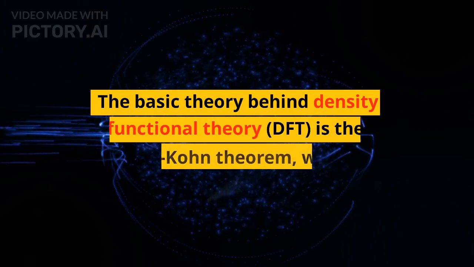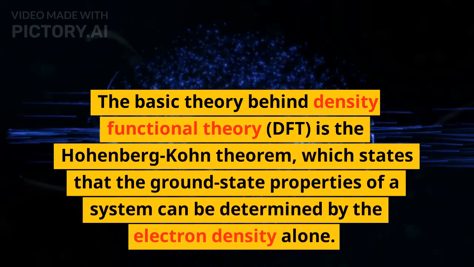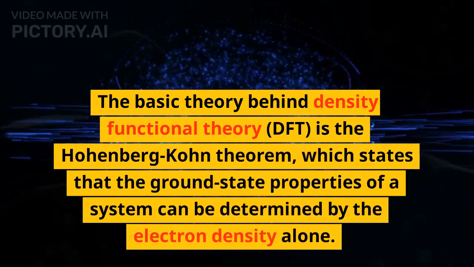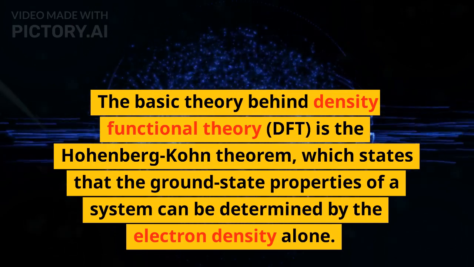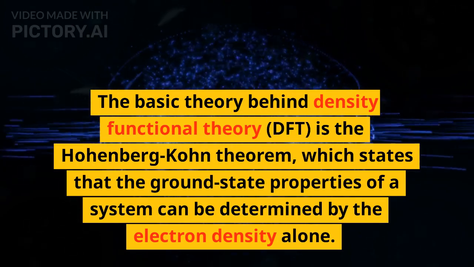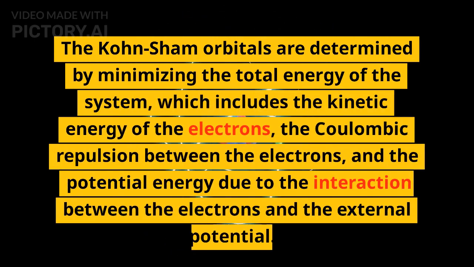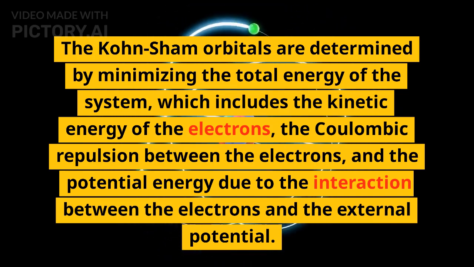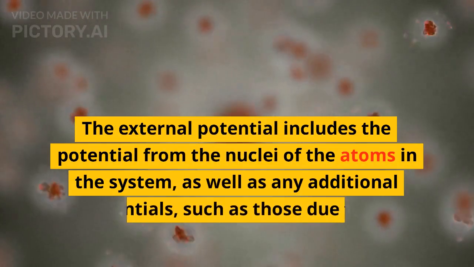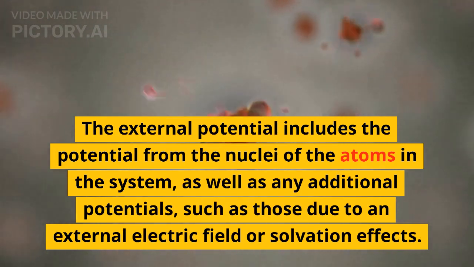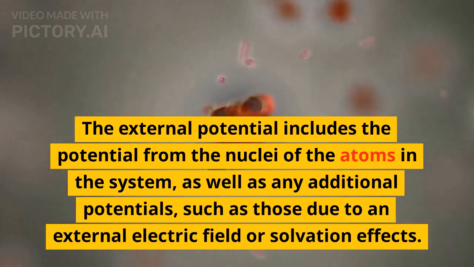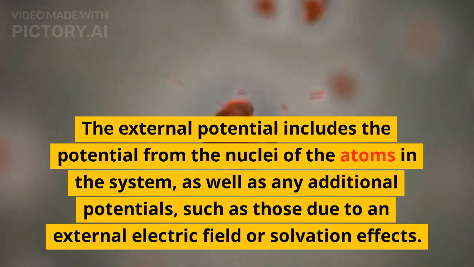The basic theory behind density functional theory, DFT, is the Hohenberg-Kohn theorem, which states that the ground state properties of a system can be determined by the electron density alone. The Kohn-Sham orbitals are determined by minimizing the total energy of the system, which includes the kinetic energy of the electrons, the Coulombic repulsion between the electrons, and the potential energy due to the interaction between the electrons and the external potential. The external potential includes the potential from the nuclei of the atoms in the system, as well as any additional potentials, such as those due to an external electric field or solvation effects.